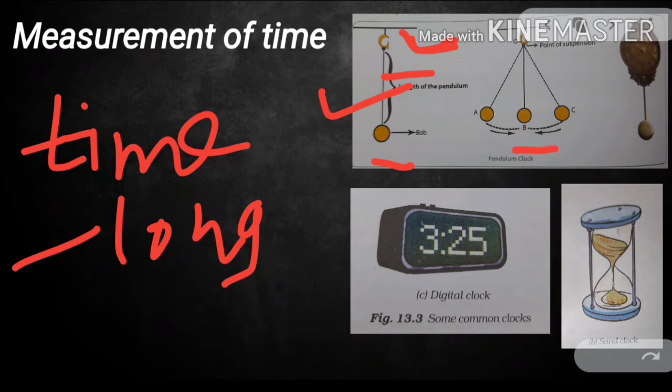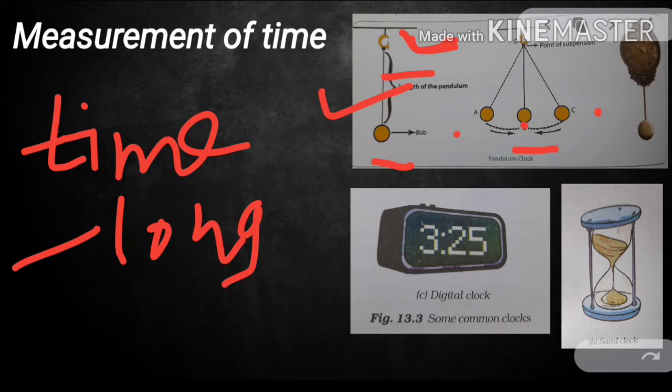Now in another picture you can see that the pendulum in the middle is at rest. So this rest position is called mean position. Now the position where the bob is at the maximum distance from the mean position, here you can see the point A and point C, they are called extreme positions. So from A to B and B to C, it completes one oscillation.